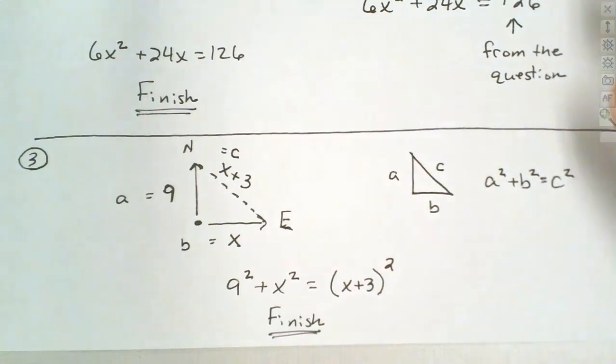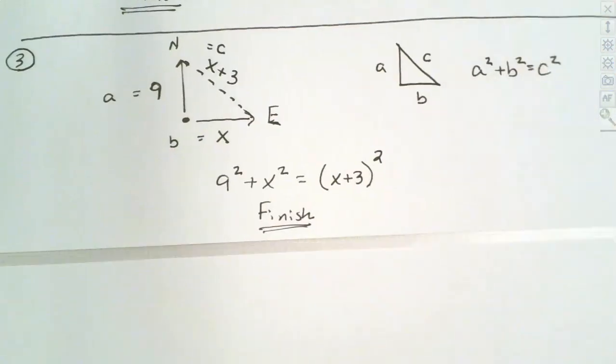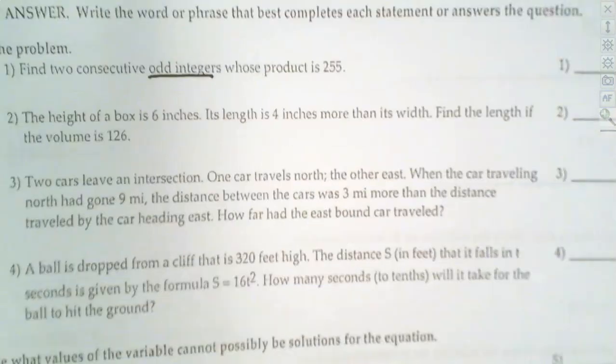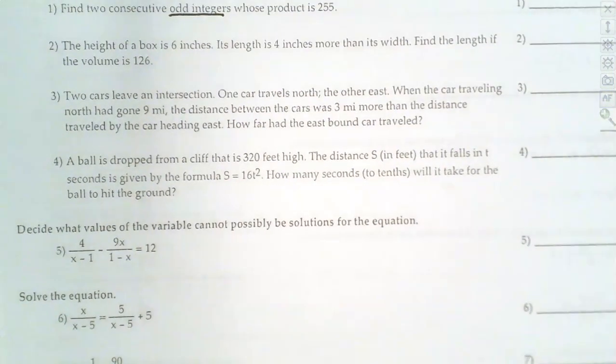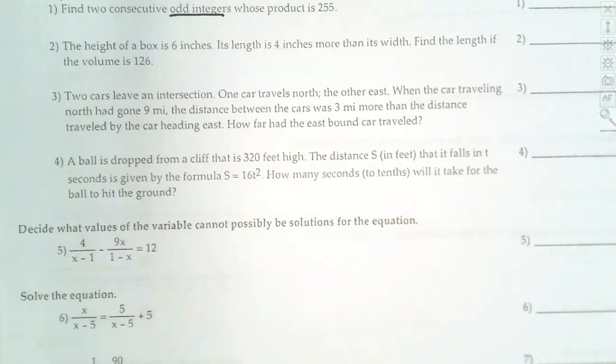What about question 4? Okay, question 4 works with gravity. So a ball is dropped from a cliff that is 320 feet high. The distance that it falls in time t seconds is given by this formula. So S equals 16t squared. Now that 16 is the effects of gravity. And it says how many seconds will it take for the ball to hit the ground?